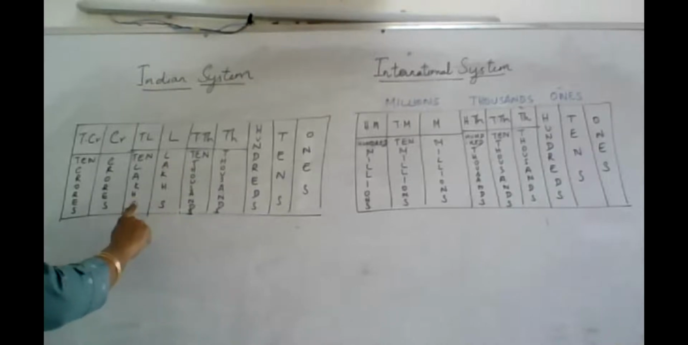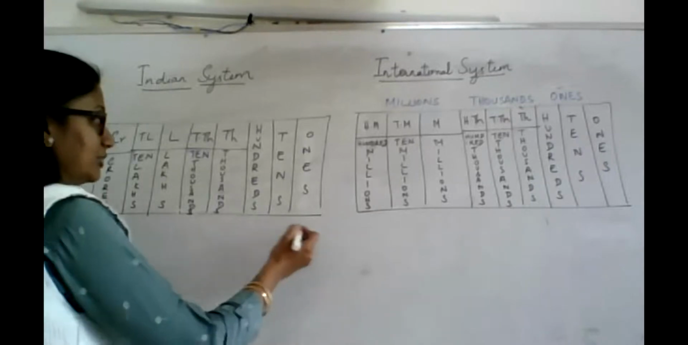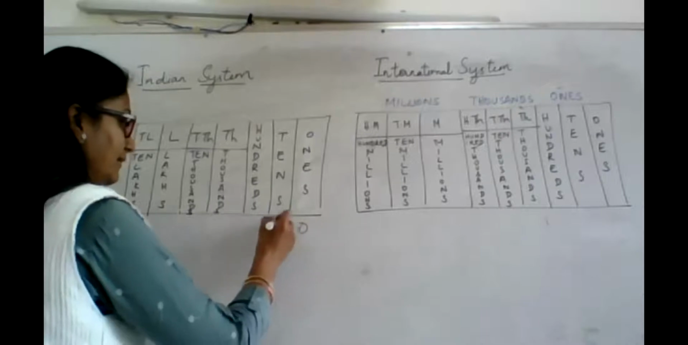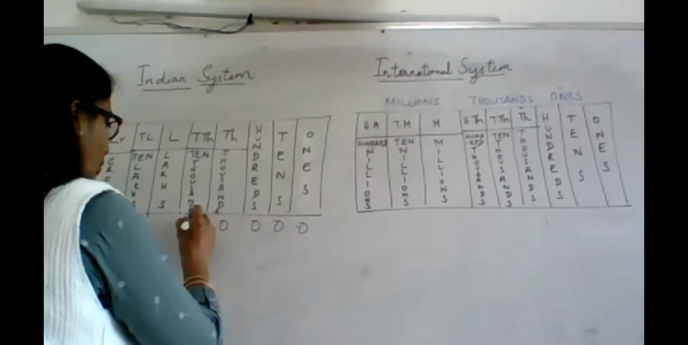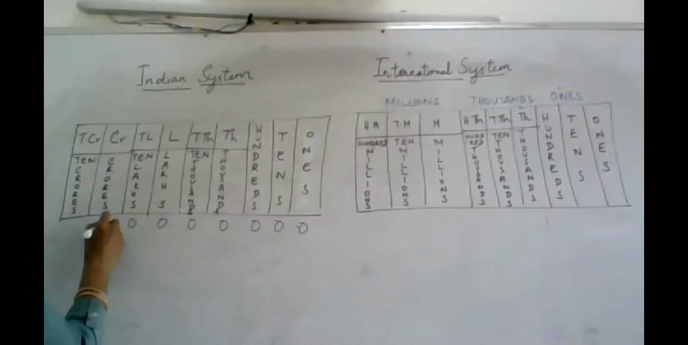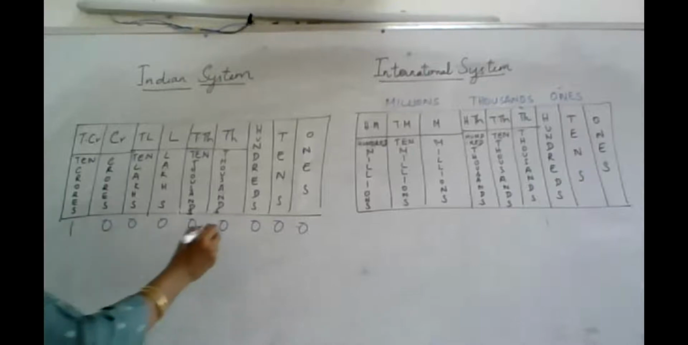After the lakhs, we have the next place value, which is the ten lakhs, then the crores and the 10 crores. So when I have all these places filled, suppose I have a number like this, where I have 0 in all the places except the 10 crores place. See, such a big number I am getting. So how will this number be read?